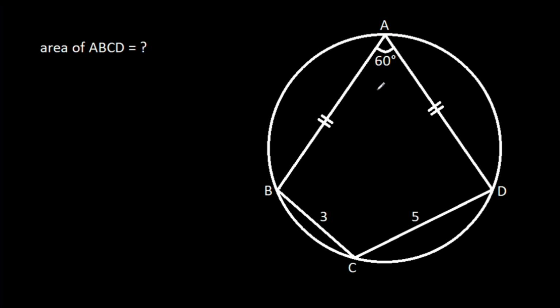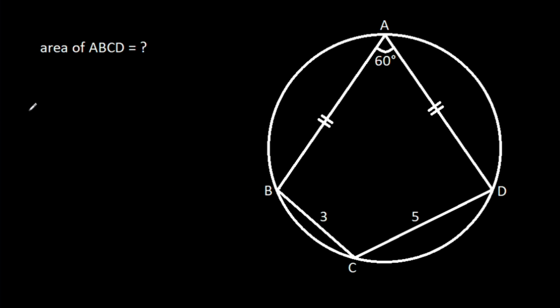In this video, we have been given that AB is equal to AD, BC is 3, CD is 5, and angle BAD is 60 degrees. Then we have to find the area of ABCD.